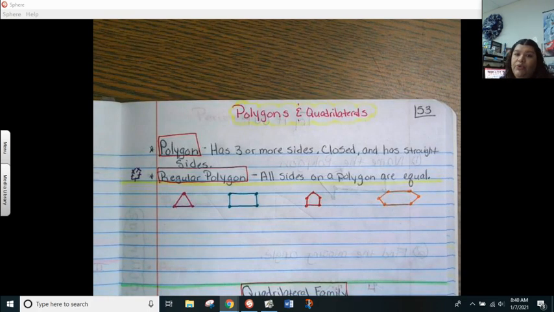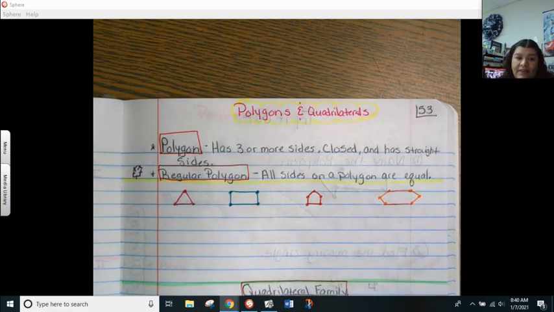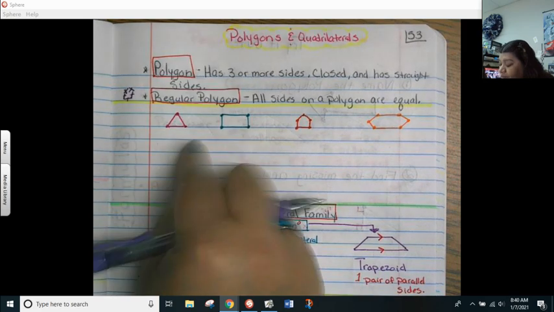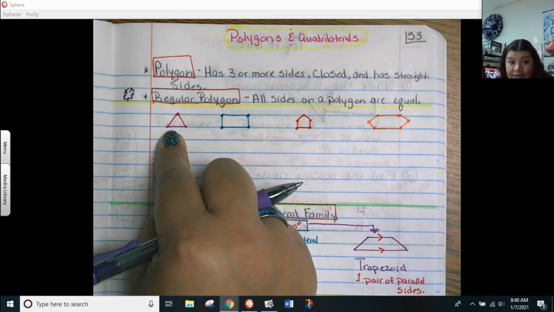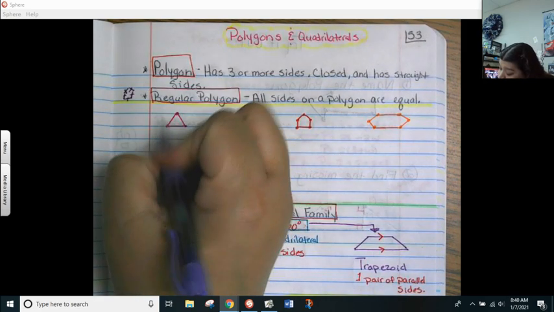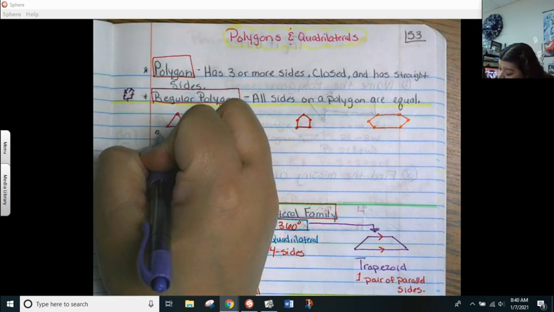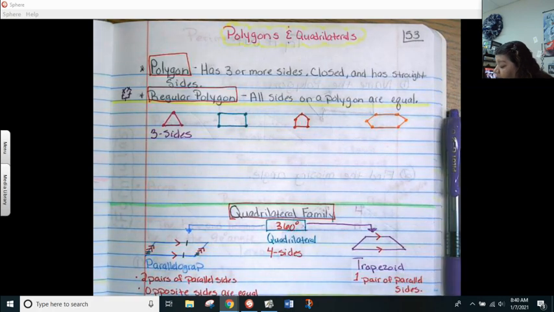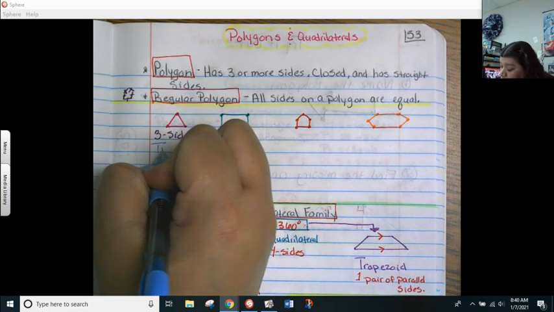Now, let's go into the names, okay? Because they all do have names. Now, we've done the first one already. We did it last week, okay? So this one right here has 3 sides, okay? So this is a 3-sided figure. So I'm going to put here 3 sides, okay? And the 3-sided figure is called a triangle.